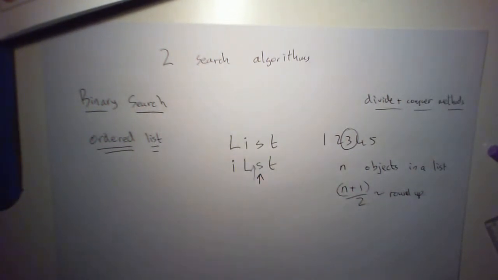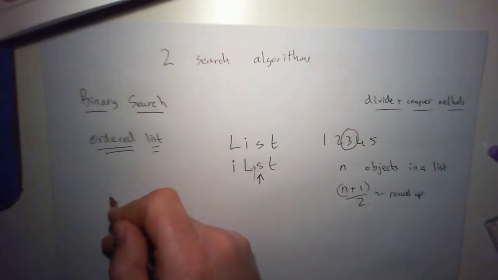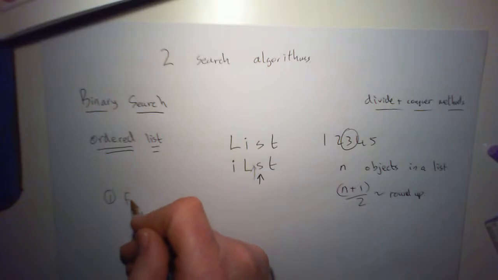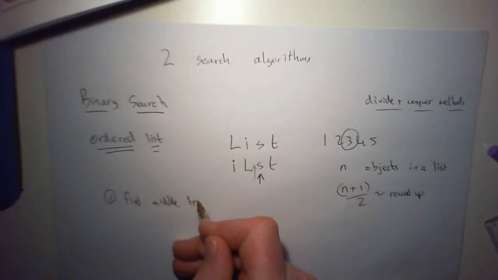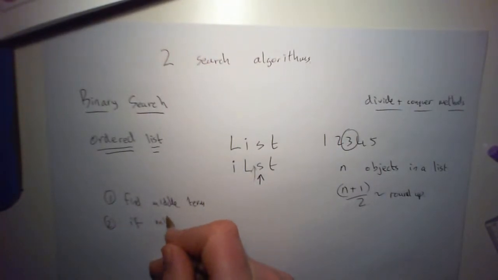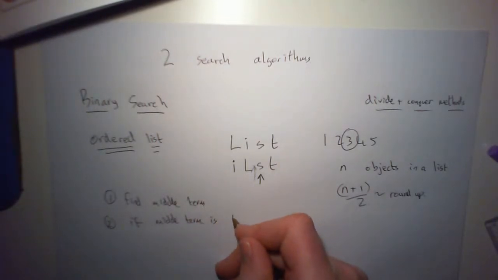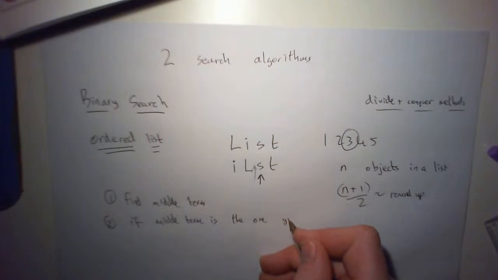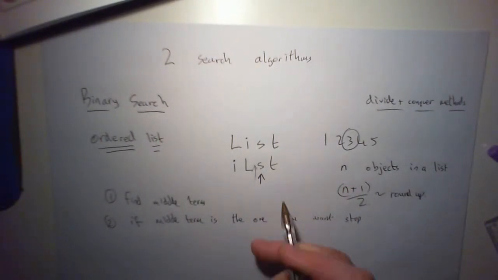So that's the first thing. Let's think about it. That's step 1 in our algorithm: find the middle term. Step 2: if the middle term is the one you want, stop. So if I'm looking for the S, stop, because I found it. If I'm looking for the tree, stop, I found it.